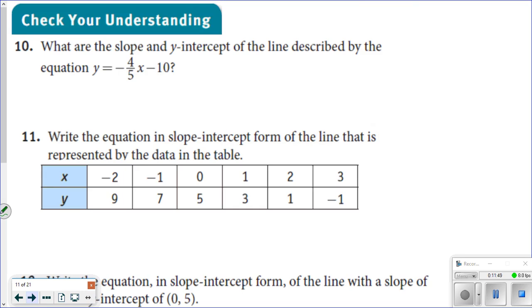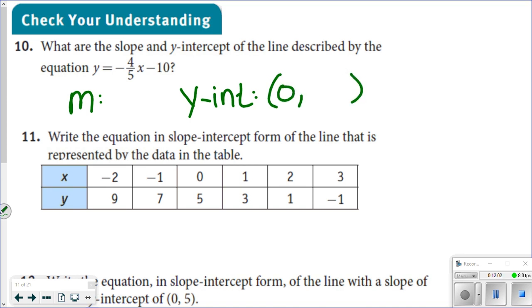Number 10, I would like you to pause the video and try this by yourself. What is the slope and what is the y-intercept from this line? You can do it.